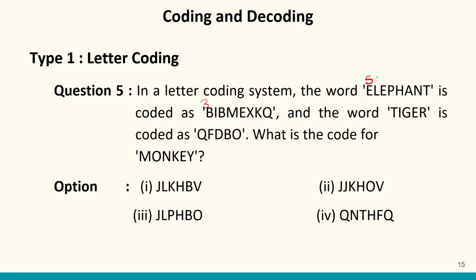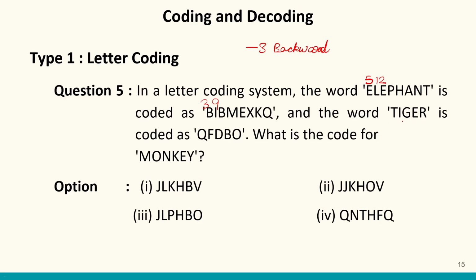Similarly, for this question, from E, which is coded as 5, we are going to B, which is coded as 3. Similarly, for L, which is coded as 12, we are going to I, which is coded as 9. So I can see we are moving 3 positions backward. Right?